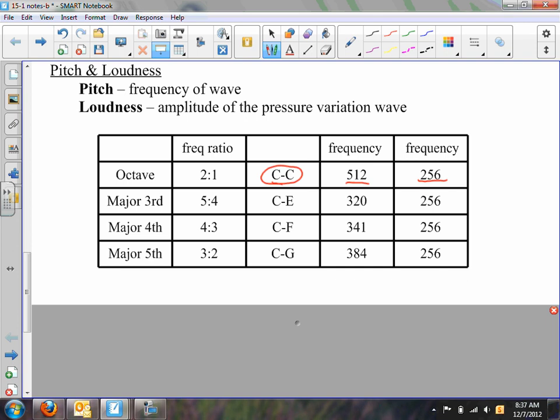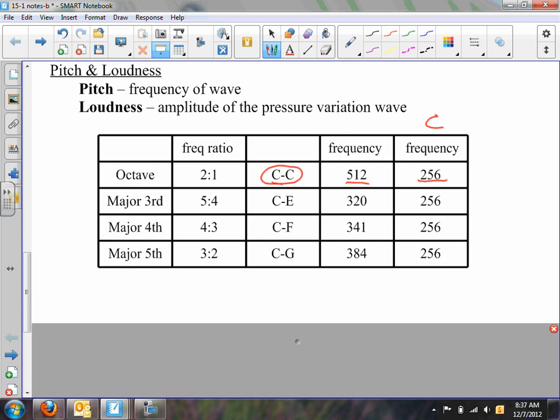A C to an E is a major third higher. These are the frequencies for Cs. So if you want to go to an E, and your C was 256, you need to take that times 5/4. And if you double check, hoping this is right, 256 times 5/4, you get 320.